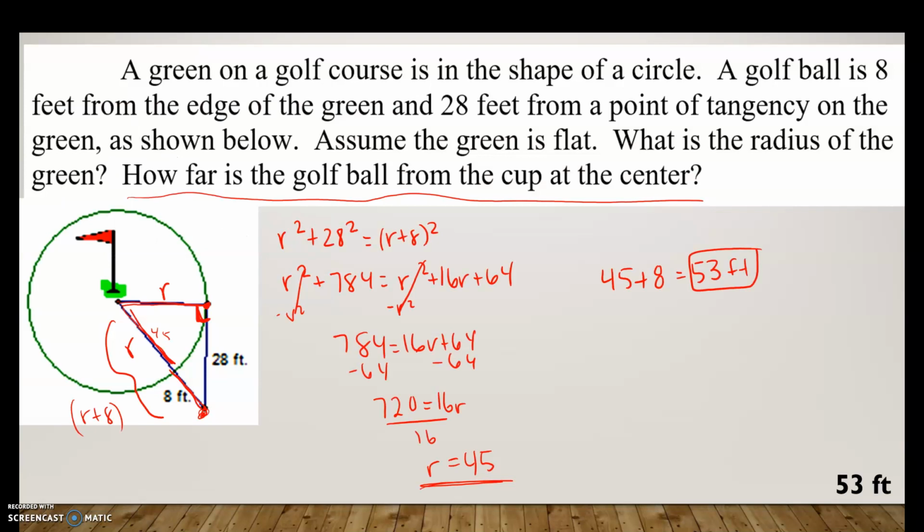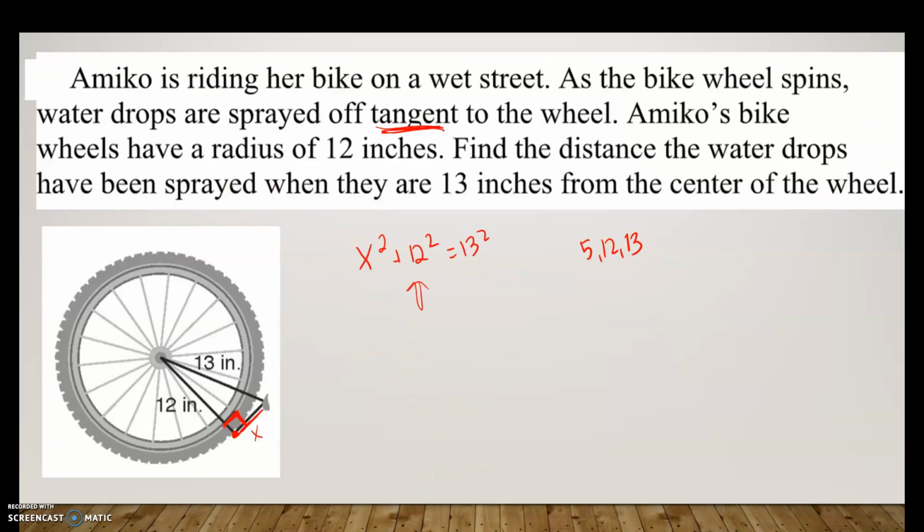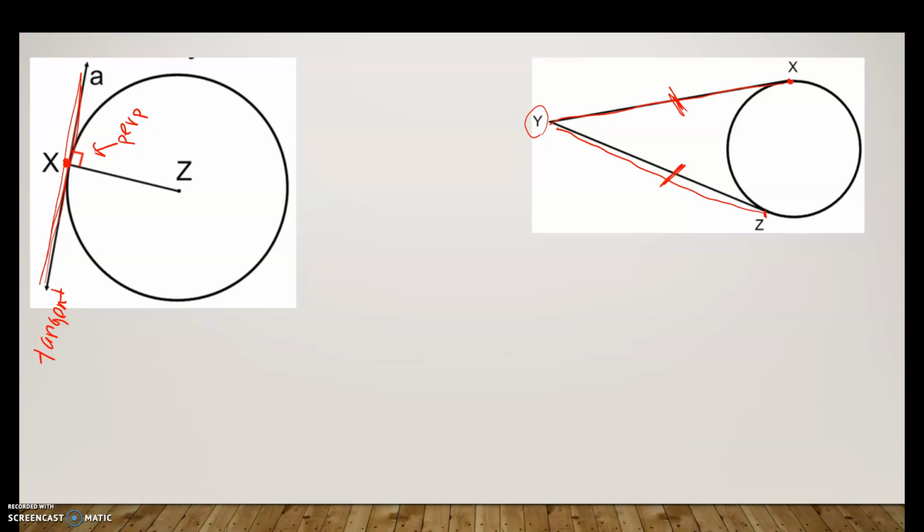You're also going to get questions on your homework tonight where it's going to ask you, is your line tangent? If you're going to figure out if your line is tangent, remember that if your line is tangent, then it has to be perpendicular. So you're going to use the Pythagorean theorem converse, and check, do you make a right angle? If you do make a right angle, then yes, your line is tangent. That's how you're going to check that.